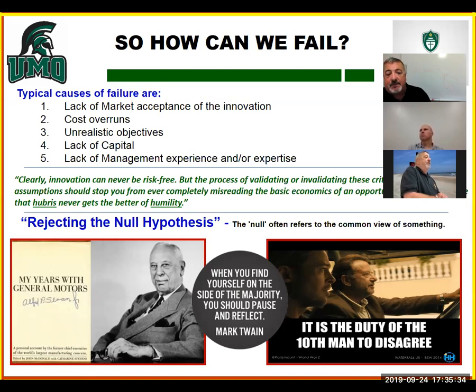Cost overruns, unrealistic objectives. You're not resourced, or you didn't put the right people in there. And so it tells you clearly innovation can never be risk-free. There are a lot of unknowns, but the process of validating or invalidating these critical assumptions should stop you from ever completely misreading the basic economics of an opportunity. In other words, hubris, meaning, hey, I can't fail, never gets the better of humility. So part of this is going through the process may save you from making a huge mistake.